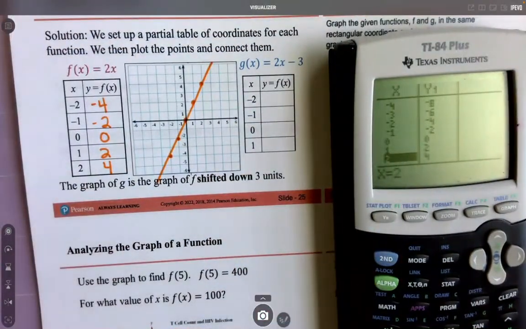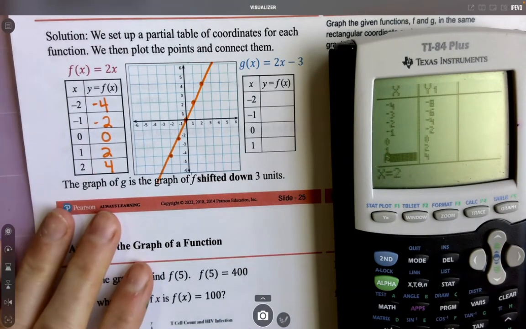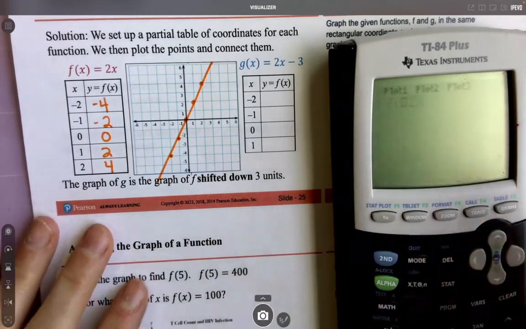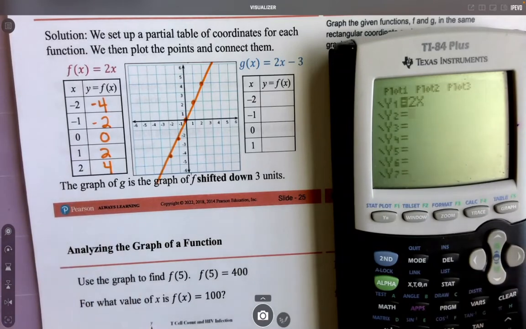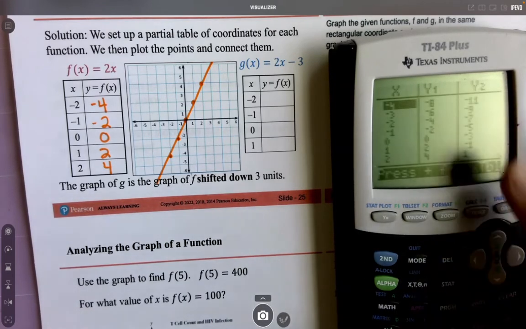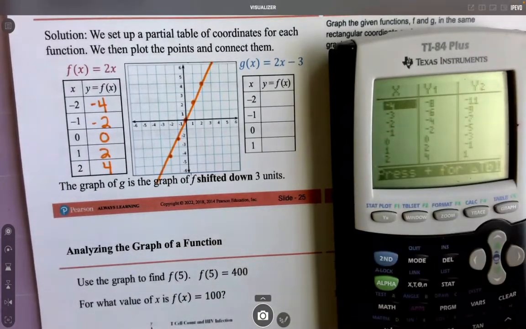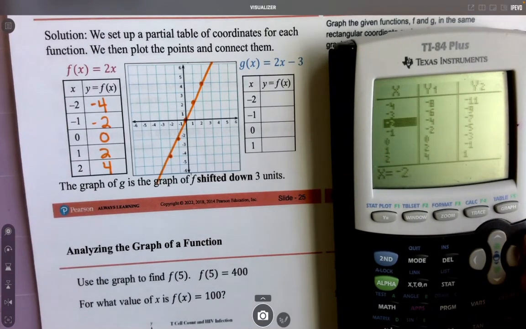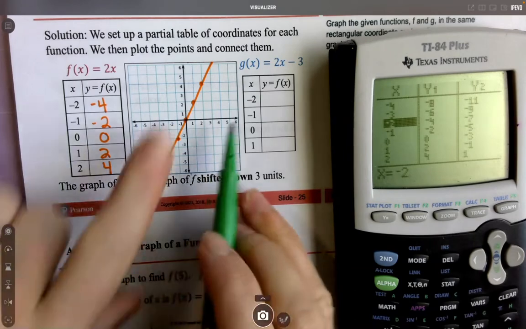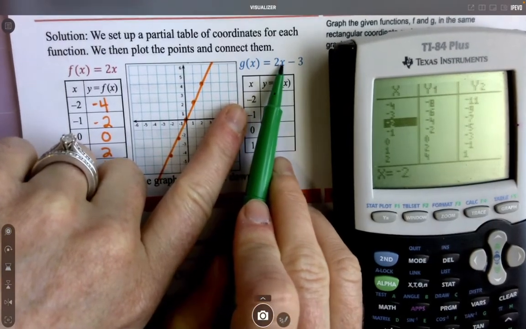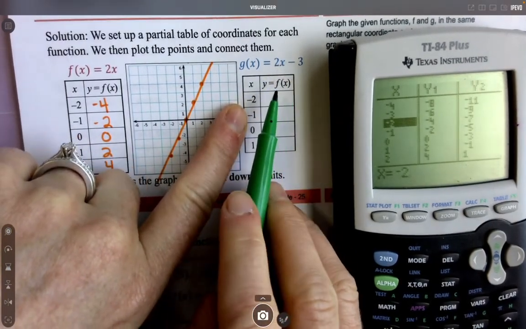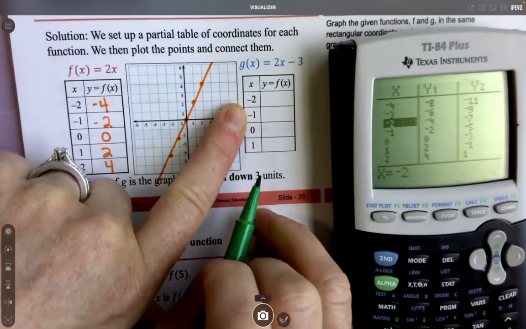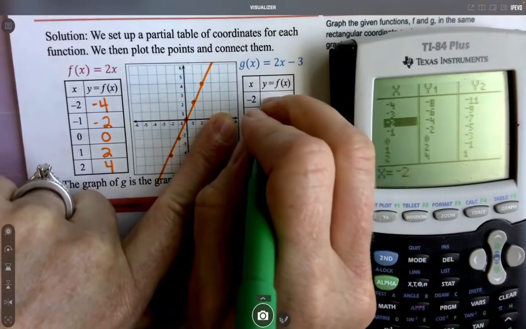I don't have a ruler. All right, so then the next one is 2x minus 3. So I can go in, and in y2, I can put that 2x minus 3. Then I can look at the table, and this will be my table for the second one, the g of x. So we're starting with -2. I'm going to plug in a -2. So 2 times a -2 minus 3. 2 times a -2 is -4, minus 3 is a -7.